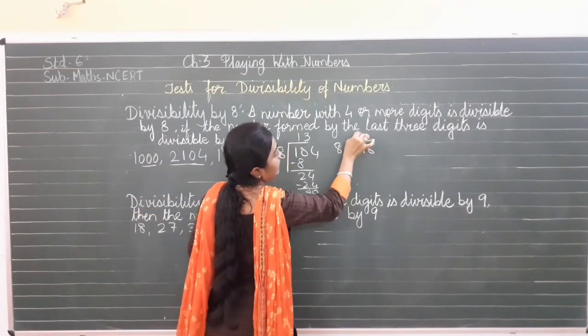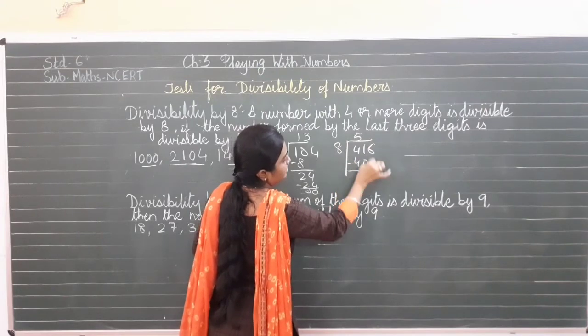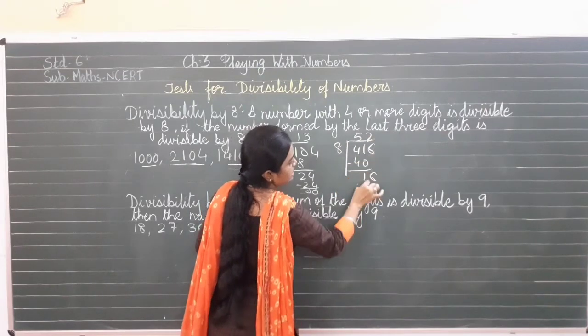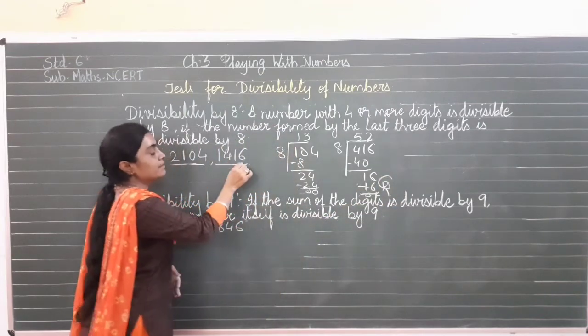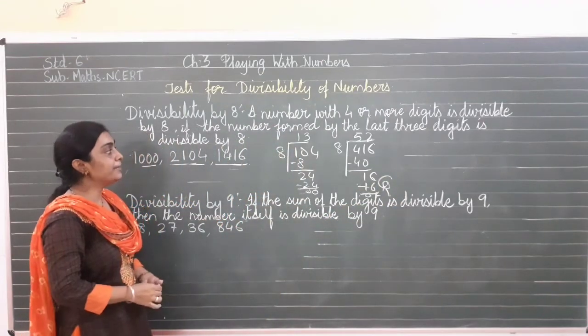416. 8 5s are 40. 16. 8 2s are 16. So the remainder is 0 over here. So this complete number is also divisible by 8.